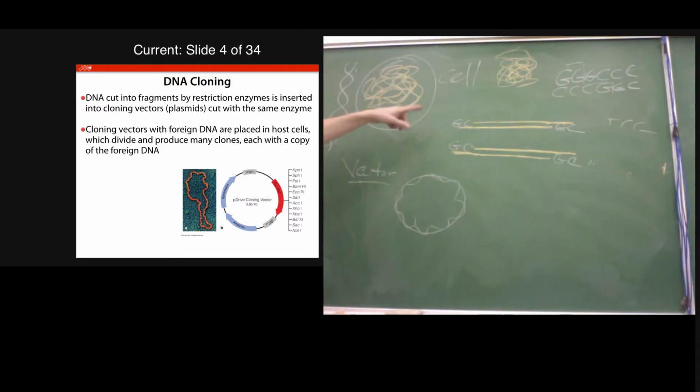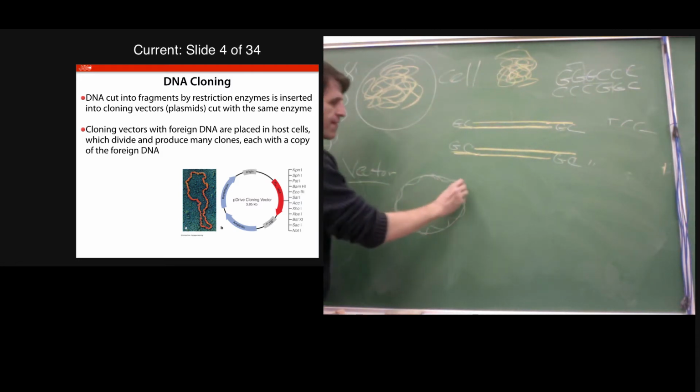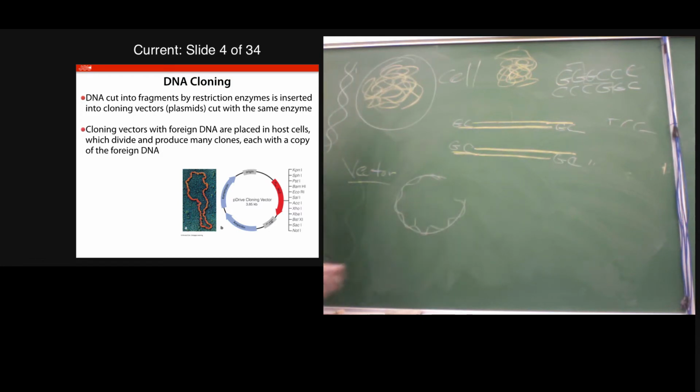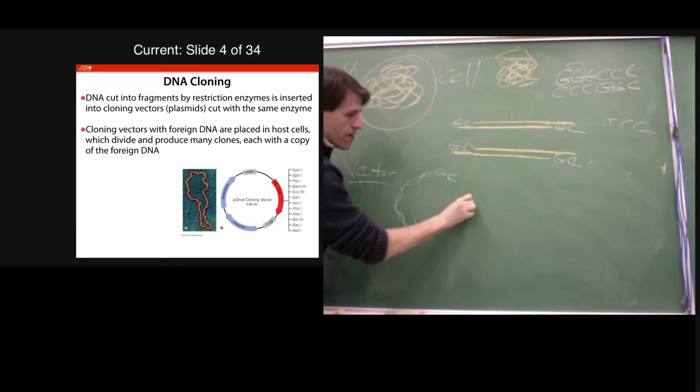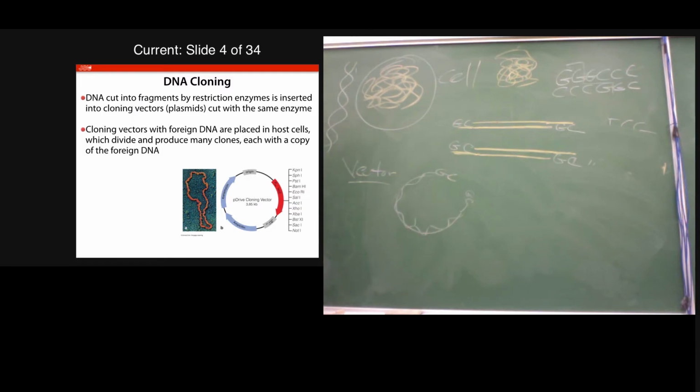So let's say we cut this vector with the same restriction enzyme as we cut this DNA with. What would we have here? Let's say we cut it here. What kind of overhang would I have? A GC, and what would be over here? A C and a G, right?